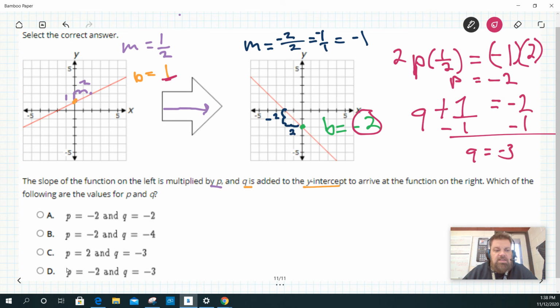So I think option D is our answer. And let me see. Yep. So there's that.